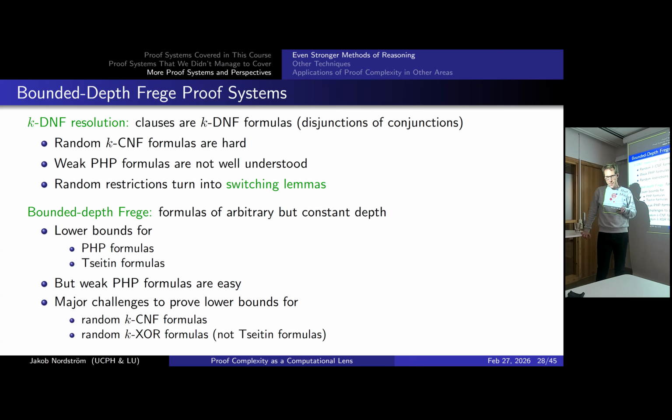For bounded depth Frege, there have been some recent developments in papers by Johan Håstad, also with Kilian Risse. So I think one thing that could be interesting to do is to study these papers and try to understand them. The problems that remain are probably difficult, but it's also the case that powerful new tools have been developed quite recently. So there might be room for making progress.